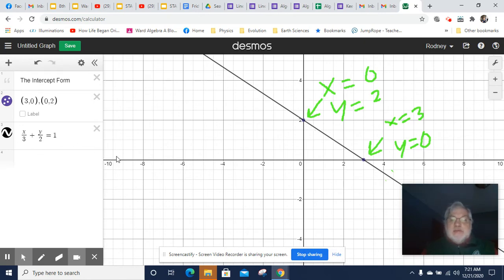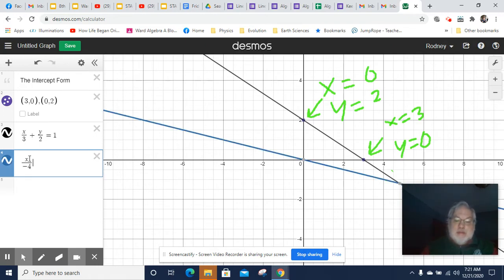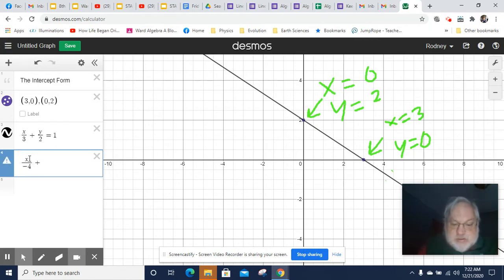So this has some pretty cool implications. I can create an equation if I know the x and y intercepts pretty easily. Let's say I want an x-intercept at -4. I'd say x over -4. And then let's say I want a y-intercept at 3. So I'll say plus y over 3.